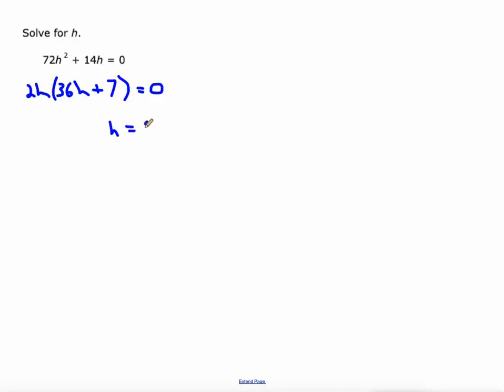One thing that h could be is 0, because if h was 0, 2 times 0 would be 0, and 0 times whatever this is, really doesn't matter, would still be 0. That's the zero product property. The other thing that h could be is negative 7 over 36. All right, if h were negative 7 over 36, then 36 times negative 7 over 36 would give us negative 7. Negative 7 plus 7 would give us 0. 0 times whatever this is would give us 0. That's the zero product property part. So that's how you can solve by factoring.